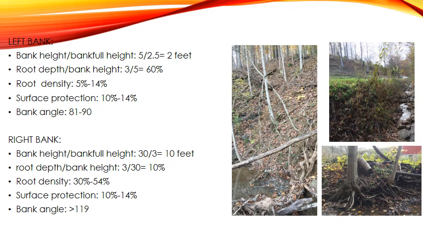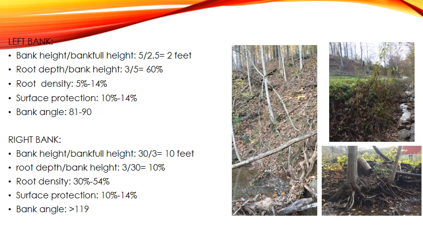So for the left bank, for the bank height over bankfull height, I've got 2 feet. Root depth over bank height is at 60%. Root density is 5 to 14% for my left bank. You can see it doesn't have a whole lot. And then the surface protection is 10 to 14% because it doesn't really have a whole lot of vegetation to cover the land with trees, which is basically trying to protect the soil from eroding. And then the bank angle is between 81 and 90. It's pretty steep.